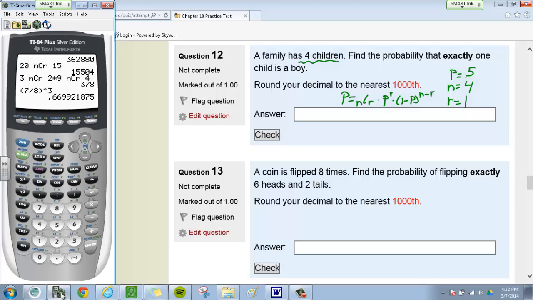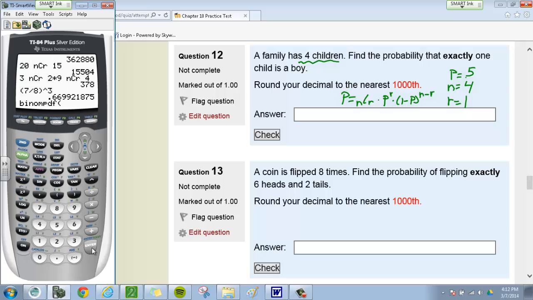So we're going to do the combination. So we have 5 choose 1. Oh no, I'll show you. I'll circle it for you. We have to go to this distribution button right there, and in that distribution button is the thing we need. So we click second and then vars, and if you push up, it's going to bring you to this thing called binom PDF. That's what you want for this situation because it's exactly.